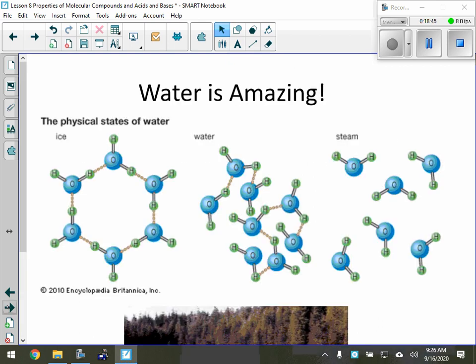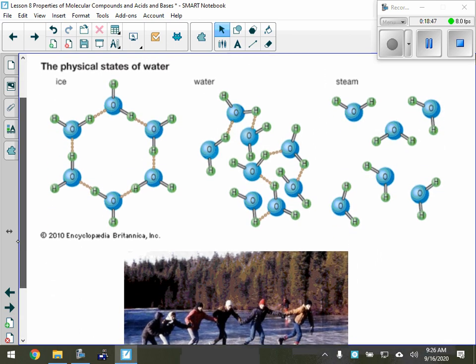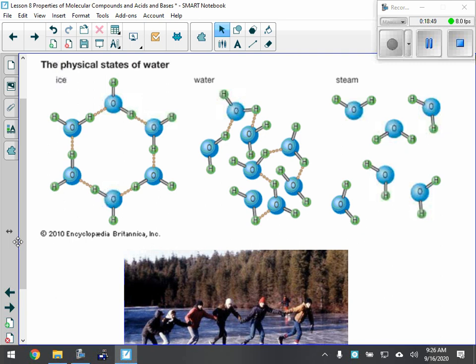Yeah, so we'll do that. Water's amazing, physical states of water, just so you know. You don't have to write this down, but ice is locked in together, and that's how you get basically ice.